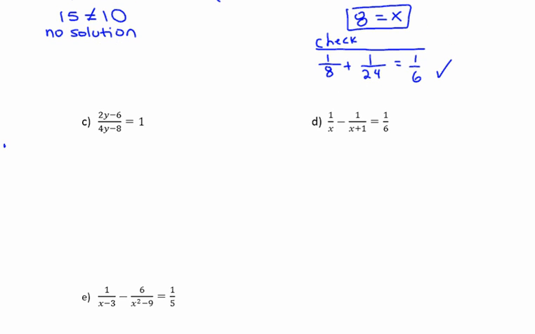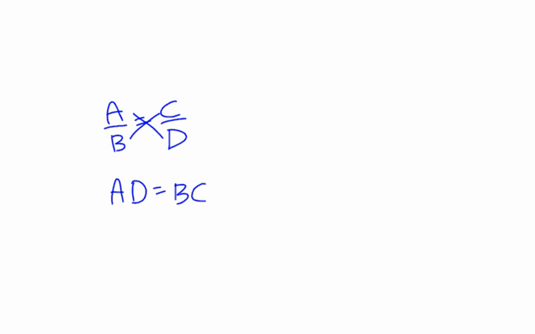So method 2, in order to cross multiply, we always have to have a fraction equal a fraction, right? A over B has to equal C over D. Only when two ratios equal each other can we actually cross multiply. And then we get A times D equals B times C. Do you remember doing that back in the day?